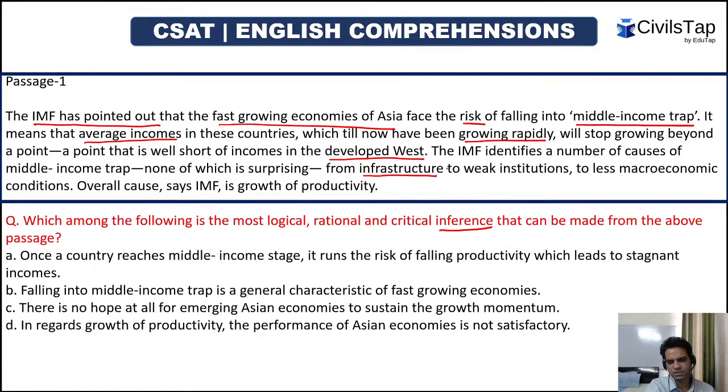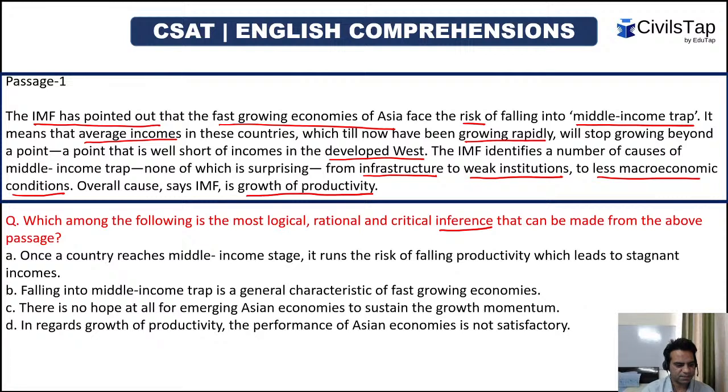The causes range from weak infrastructure to weak institutions to poor macroeconomic conditions in Asian economies. But the central underlying cause, says the IMF, is the growth of productivity. As the growth of productivity is slow in these countries, that's why these economies face the risk of falling into the middle income trap, right, guys?